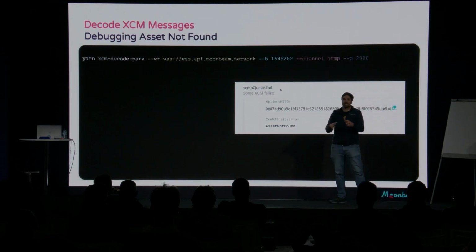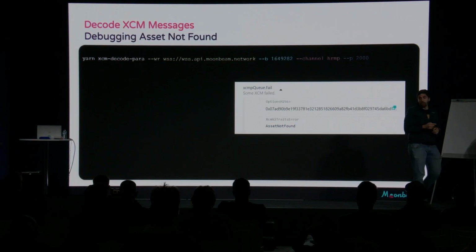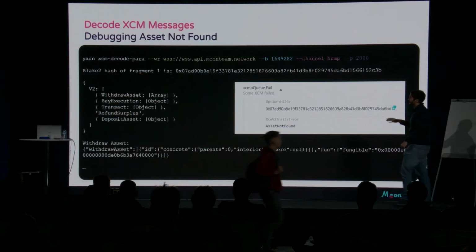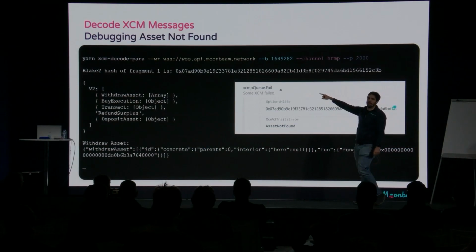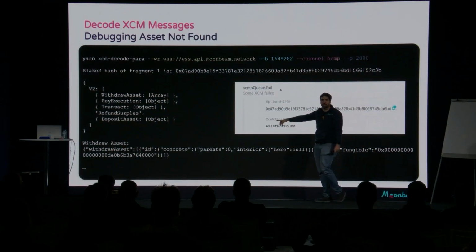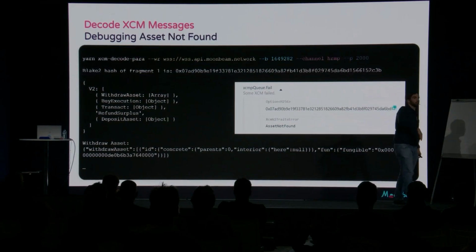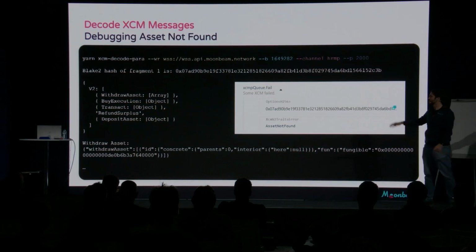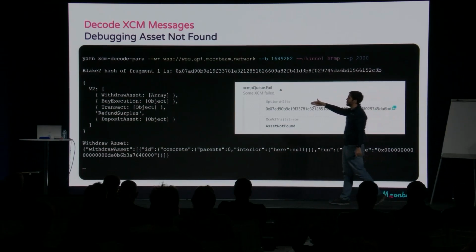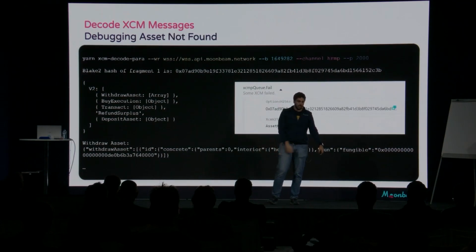We more or less guessed what the error was, but it's easier just to run the script and see what happened, right? So when you run it, you're going to get something like this. The first thing that it's going to show you is the hash of the message. That way you can match, I mean, you can see, OK, so this is actually the message where the error happened. The next thing is it's going to get all the instructions without the content of the instructions. So in this case, it's 5 instructions: withdraw asset, buy execution, transact, refund surplus, and deposit asset.